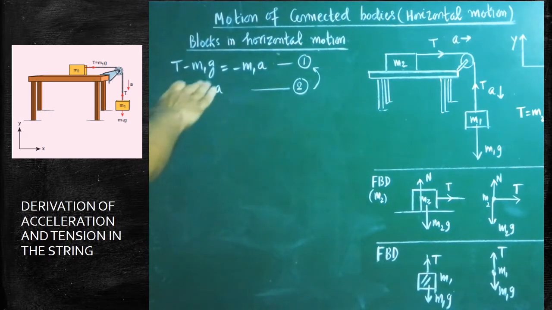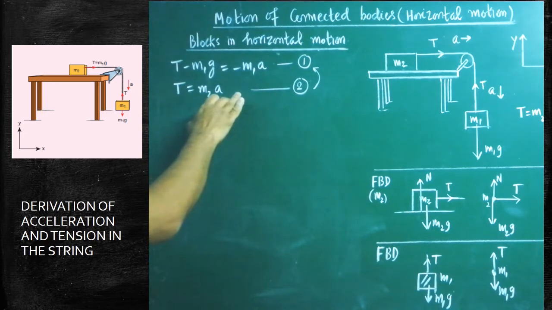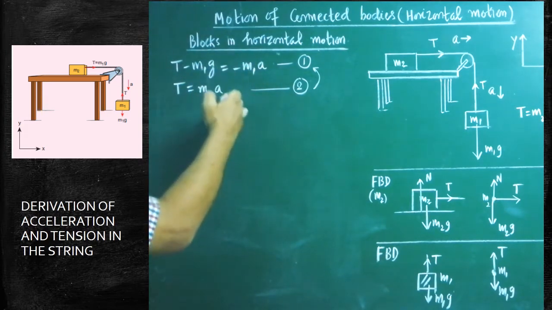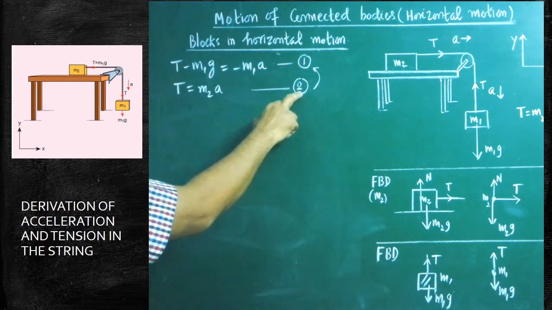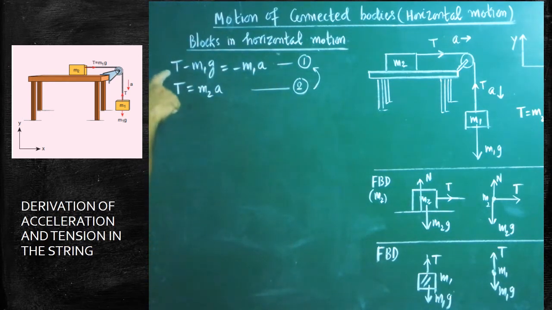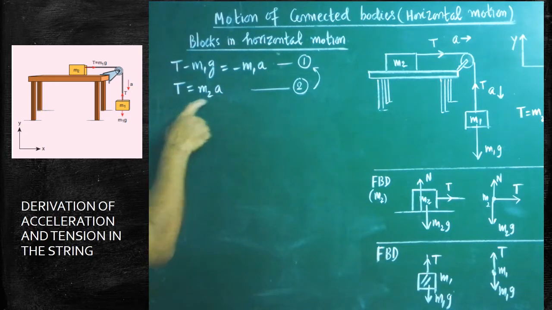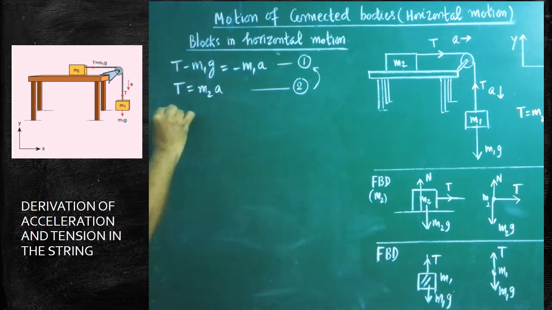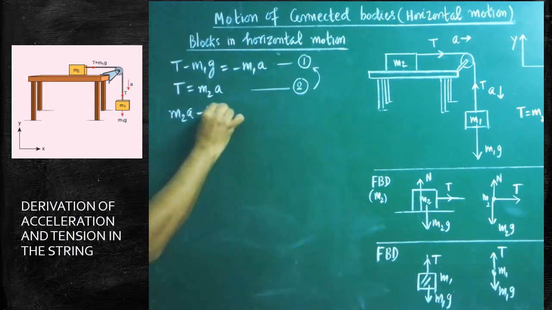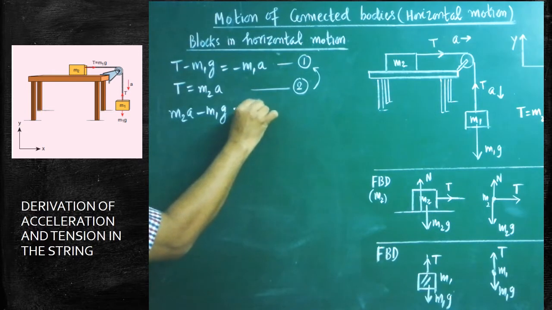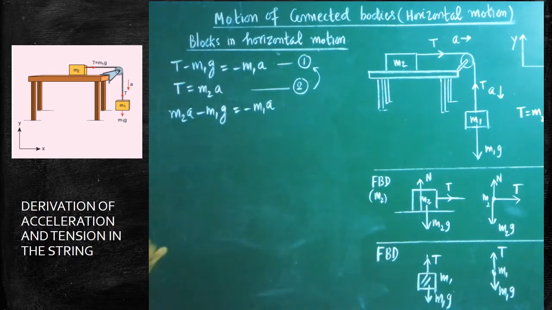Already we have derived these two equations. Okay, from the previous derivations we have got these two equations. Now the second equation is to be substituted in the first equation. Replace this T with the help of this equation. Now this m2a must be substituted here. So therefore m2a minus m1g is equal to minus m1a substituted.